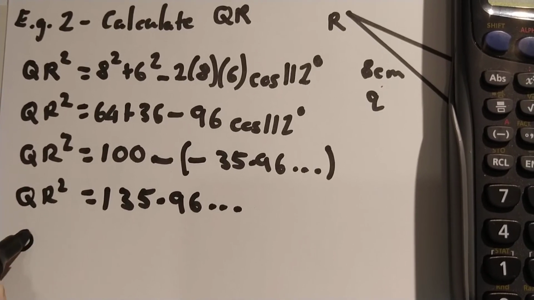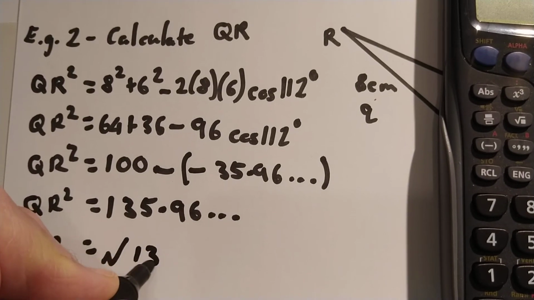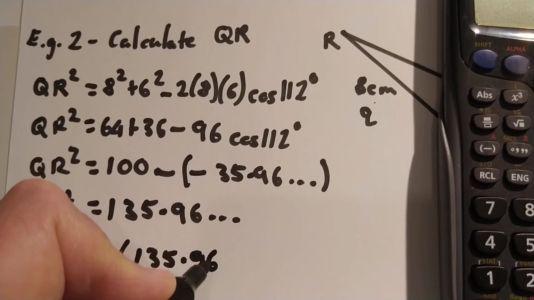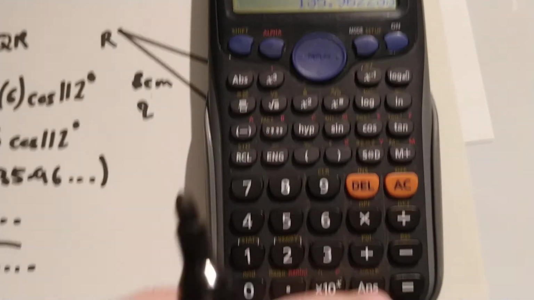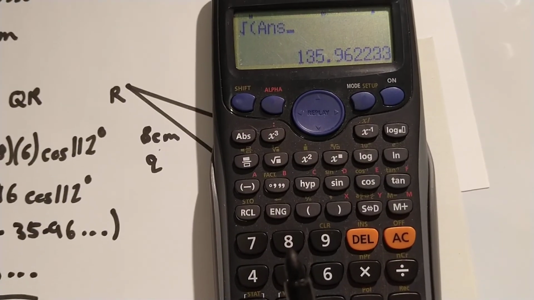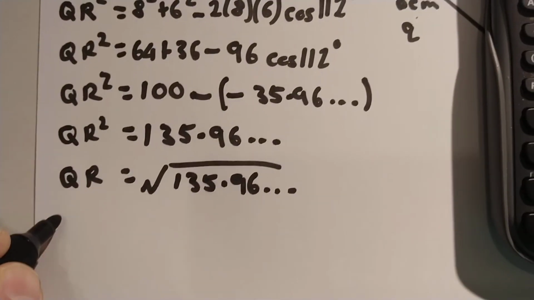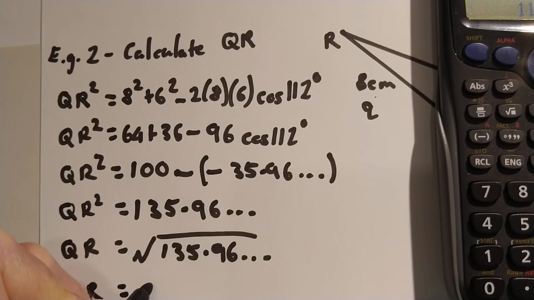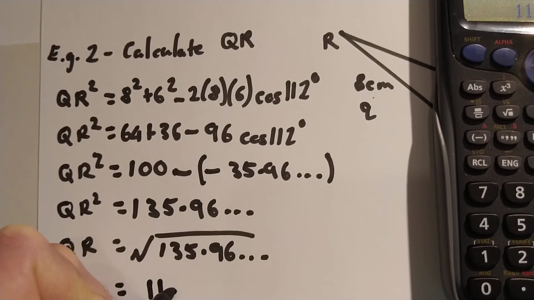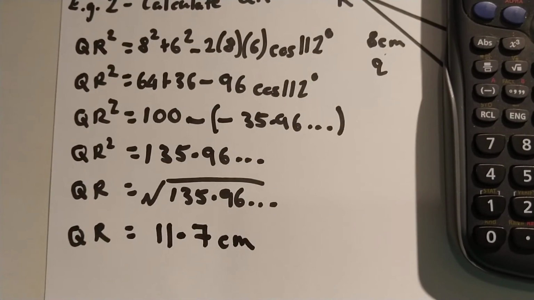And my QR is the square root of that answer. Again, keeping the whole thing on the calculator. So since I've got this as my answer, I will just say root answer equals, and my QR, now I can round off, 11.66, or I'm just going to say 11.7 centimeters.